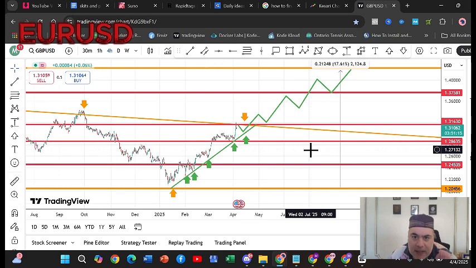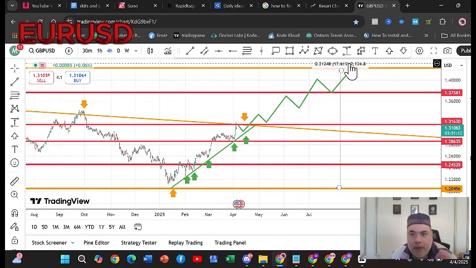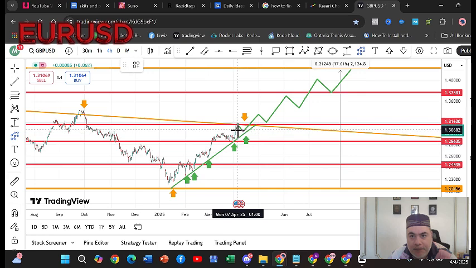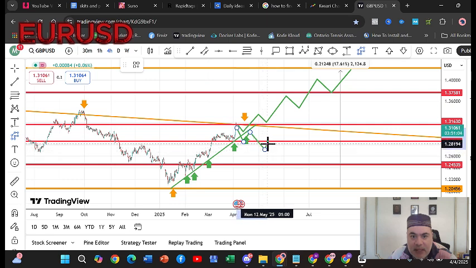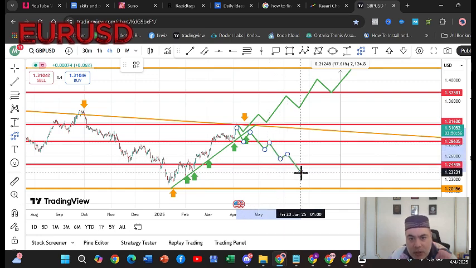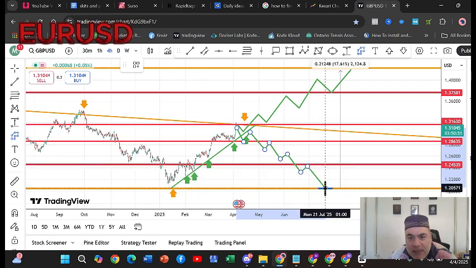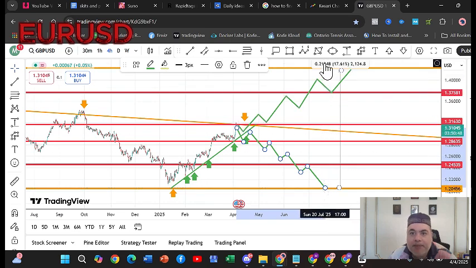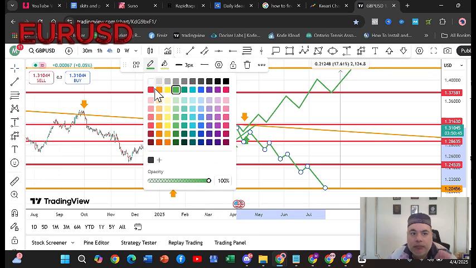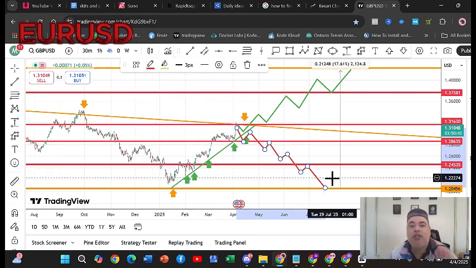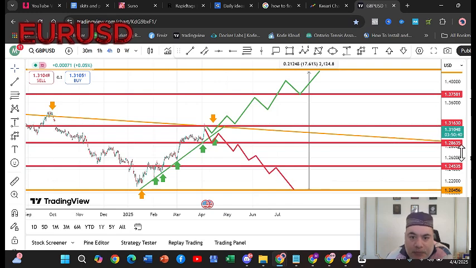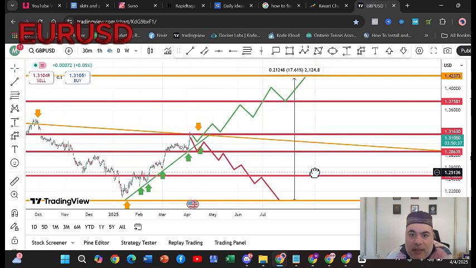Now, on the flip side, if it goes the other way, it comes down, tests the backside of the same line, breaks through the support and resistance, and keeps on doing that, then we might see a double bottom right here. And I'll use red for the down. So these are the two scenarios.